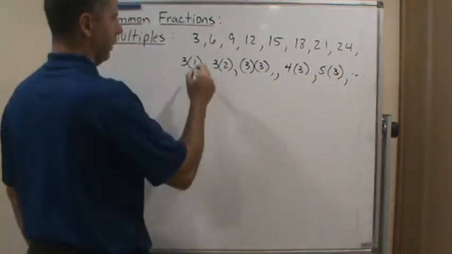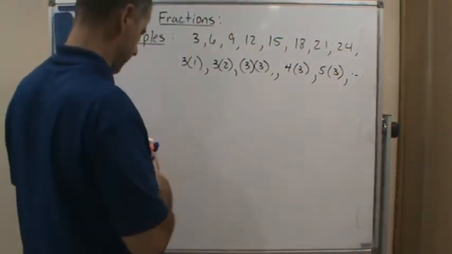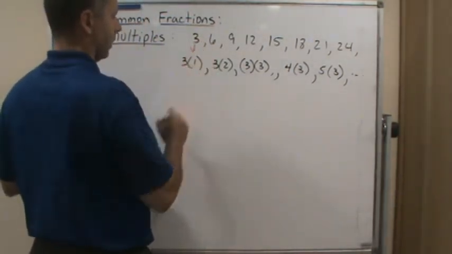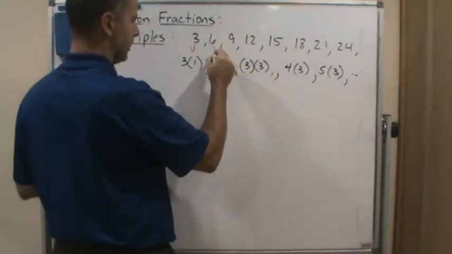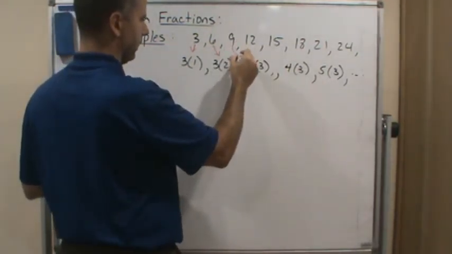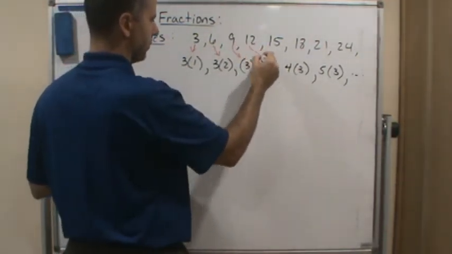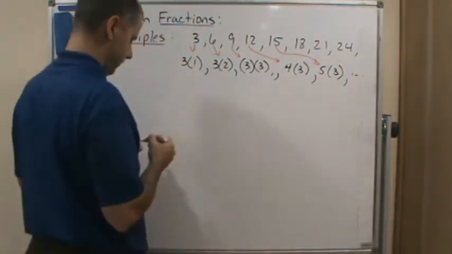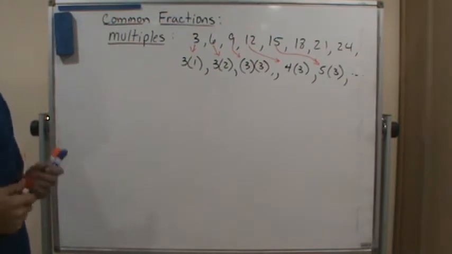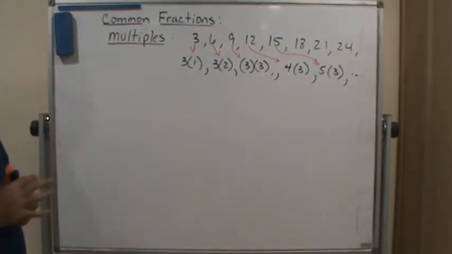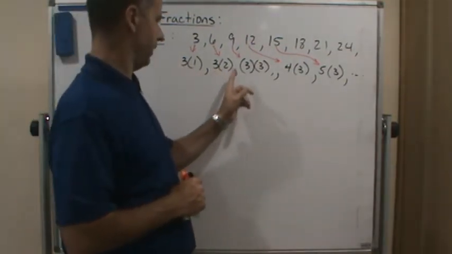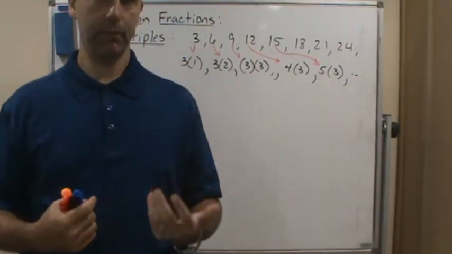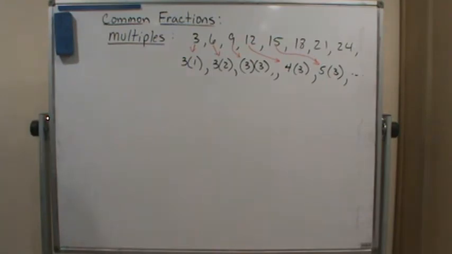And so on, right? So 3 can be written as 1 times 3. 6 is written as 2 times 3. 9 is 3 times 3. 12 is 4 times 3. 15 is 5 times 3. And so on. So each one of these has a factor of 3, so it's a multiple of 3. That's what we mean by multiple.